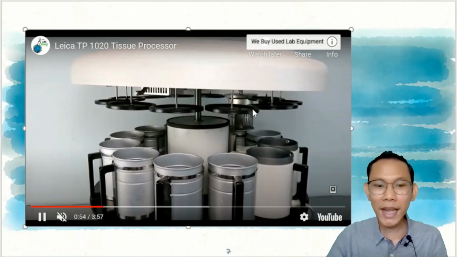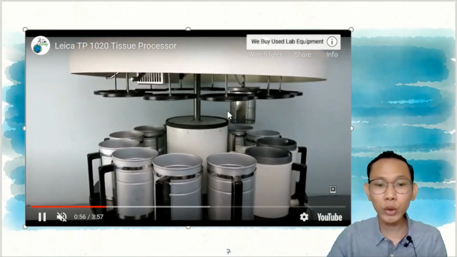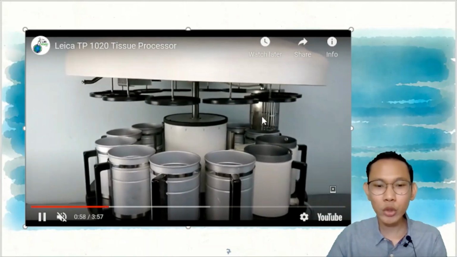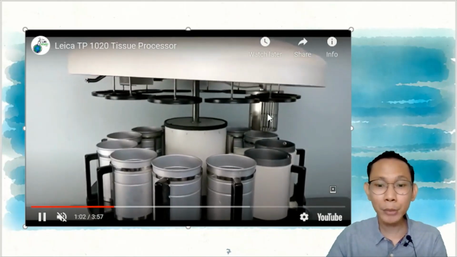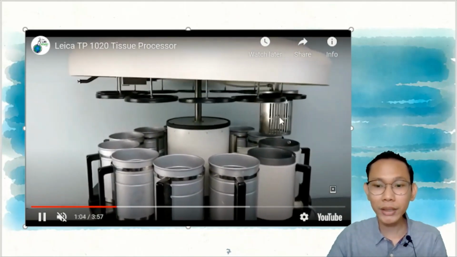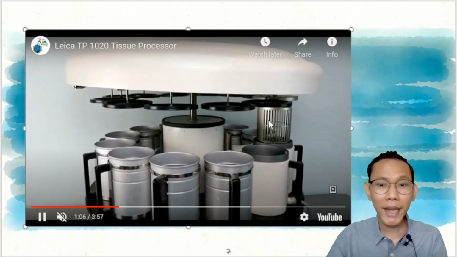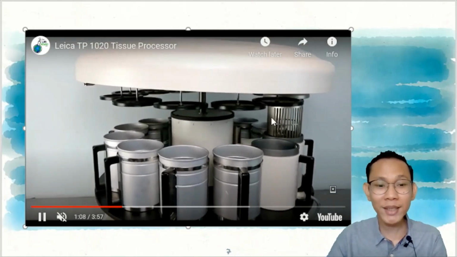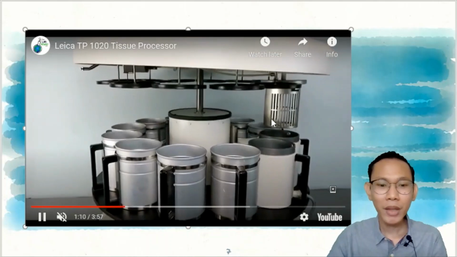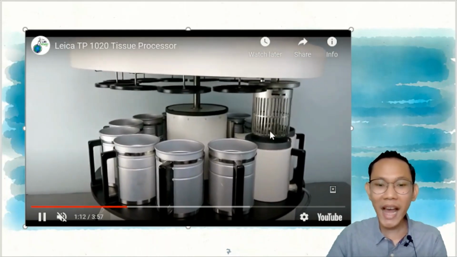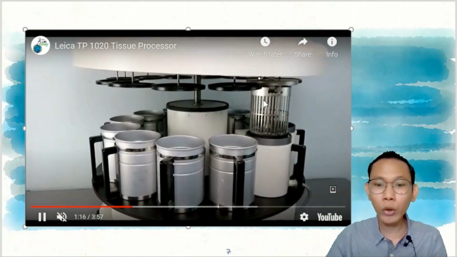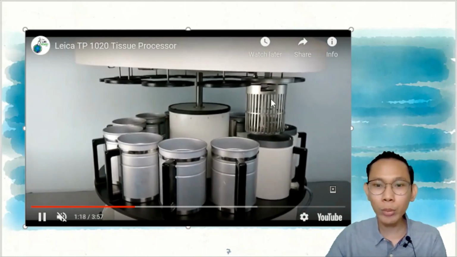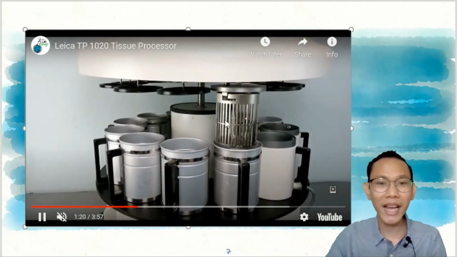Yung basket na yan, maglalaman niya na around 30 to 100 cassettes or tissue sample. The basket containing the tissue is submerged to a specific container for a particular time and then transferred to the next container automatically. So there is also a gentle agitation created by a vertical oscillation or by a rotary movement. So nakikita nyo parang umiikot-ikot din siya because we want that agitation.